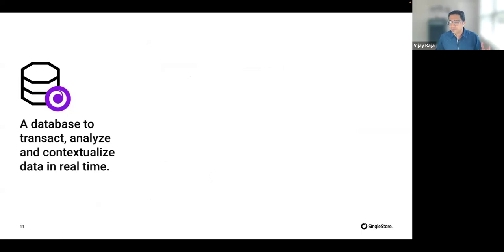This is why we built SingleStore. So SingleStore essentially is a data platform that you can use to transact, analyze, and contextualize in real time. Now, what do I mean by that? What I mean is, it's a distributed relational database that can do transactions, analytics, and vector capabilities in a single engine. How do we do that?